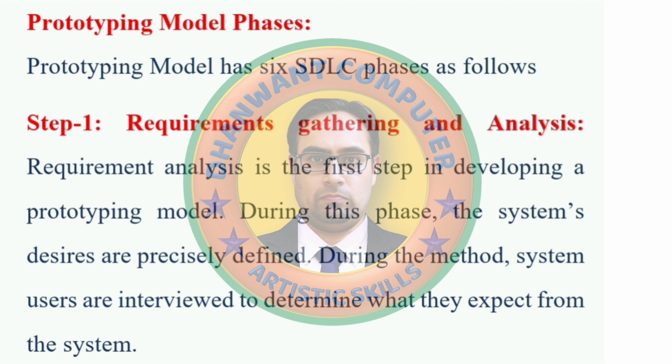Prototyping model phases. The prototyping model has 6 SDLC phases as follows. Step 1. Requirements gathering and analysis. Requirement analysis is the first step in developing a prototyping model. During this phase, the system's desires are precisely defined. During the method, system users are interviewed to determine what they expect from the system.